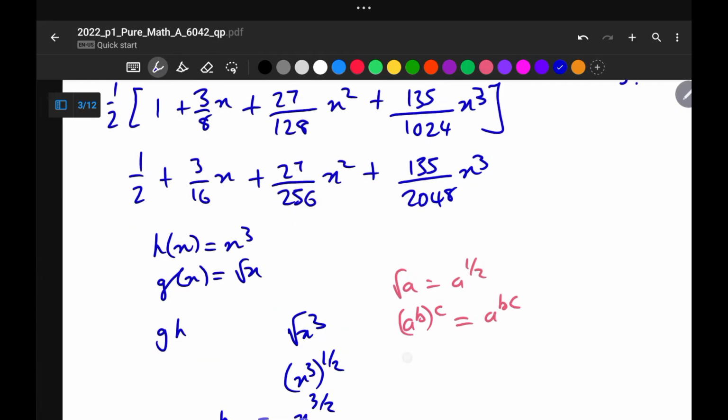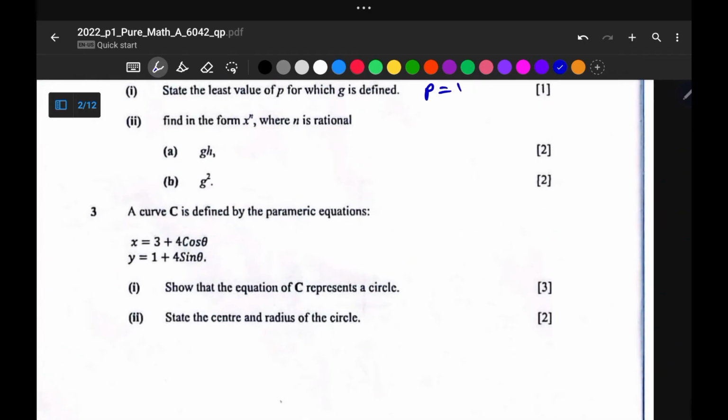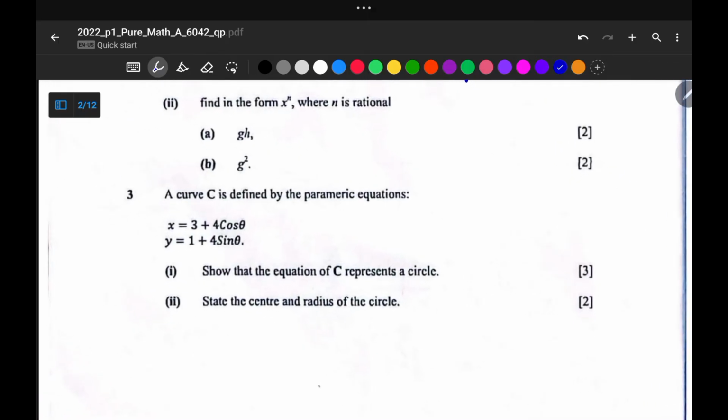And let us move on to question number 3, which says a curve C is defined by the parametric equations. So we have these parametric equations: x is equal to 3 plus 4 cosine theta, and y is equal to 1 plus 4 sine theta.